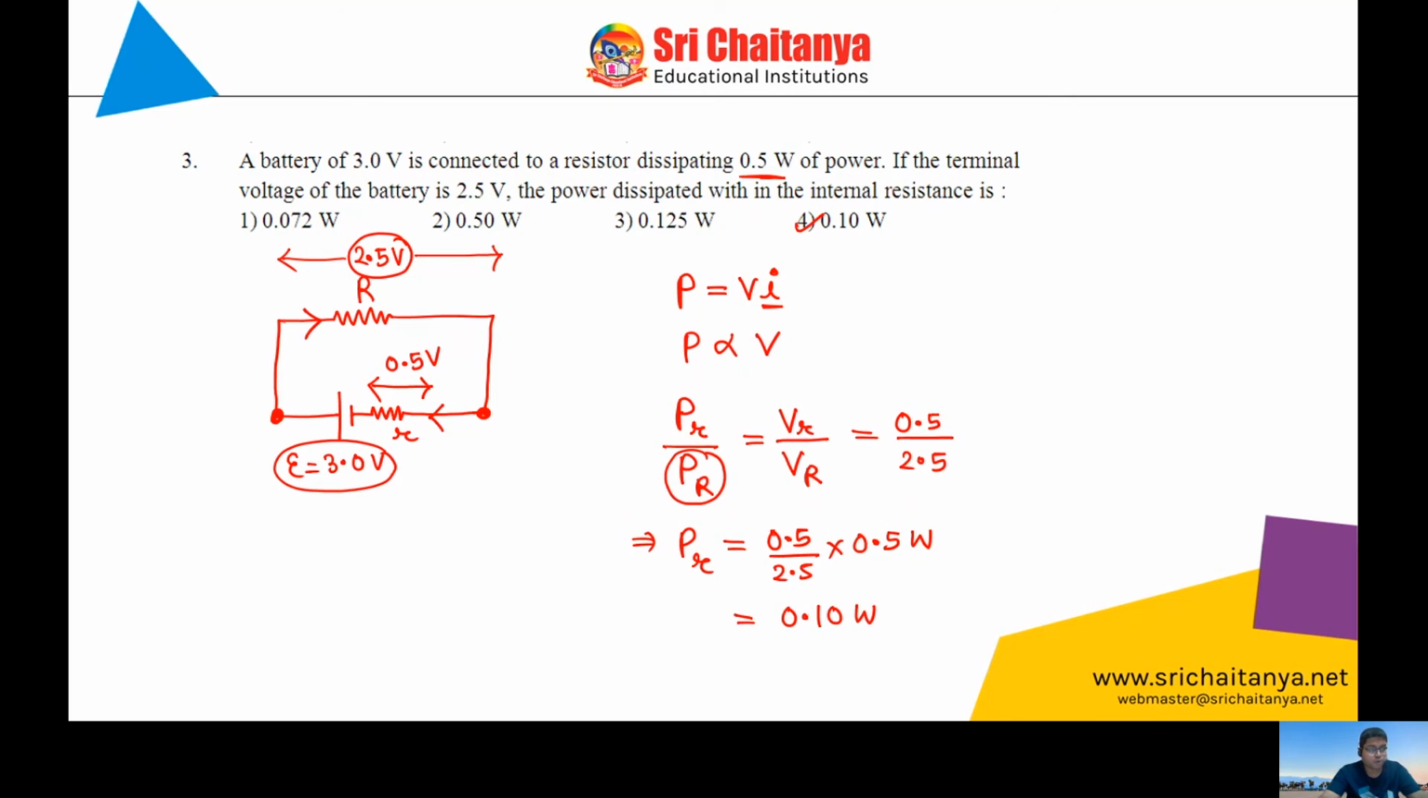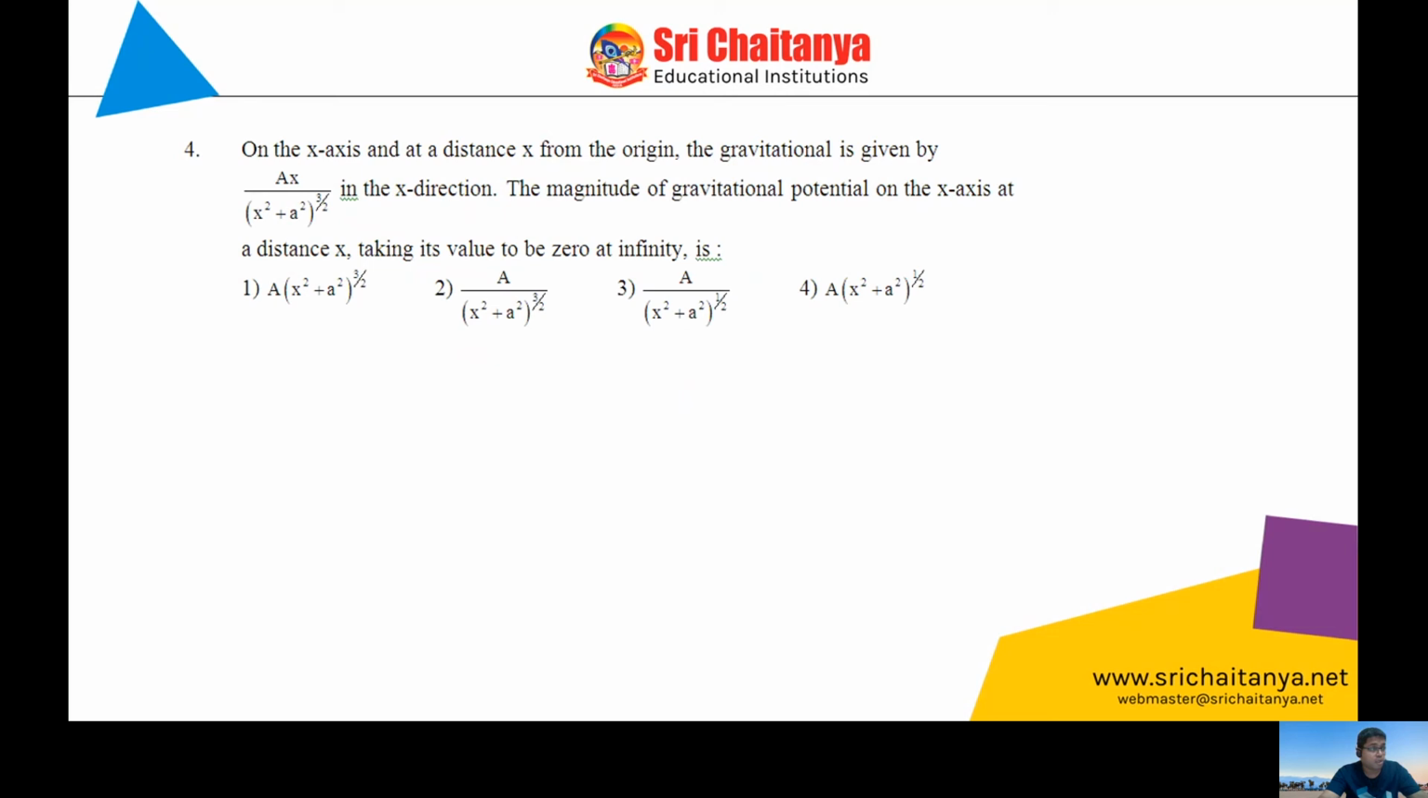Now let's move on to question number 4 here. So this is question number 4. On the x-axis and at a distance x from the origin, the gravitational, I think gravitational field should be written. Gravitational field is given by this expression. The magnitude of gravitational potential on the x-axis at a distance x, taking its value to be 0 at infinity. So that is a very, very standard calculation.